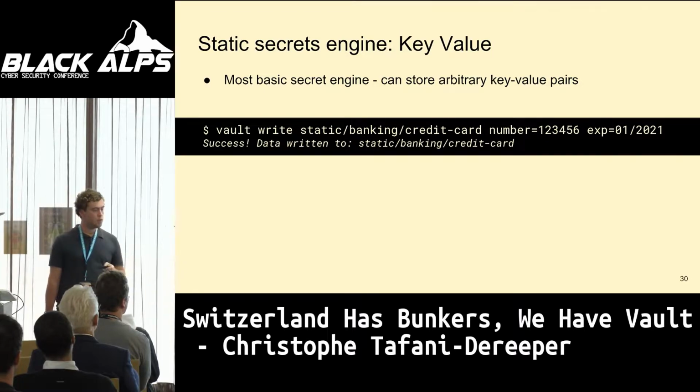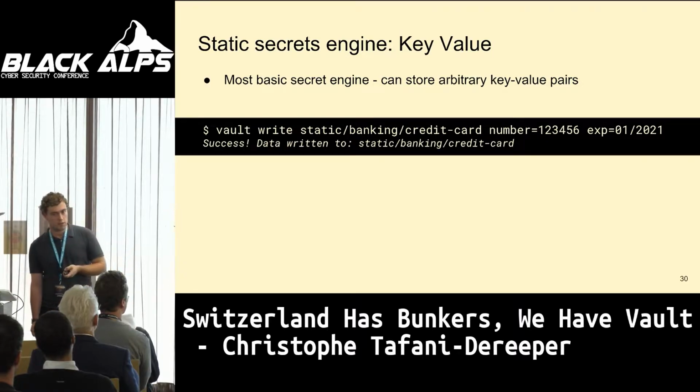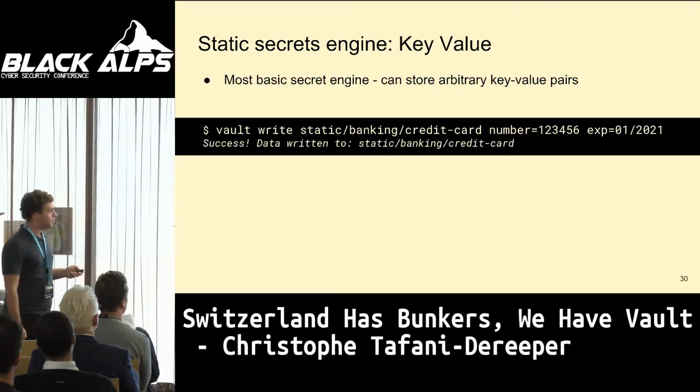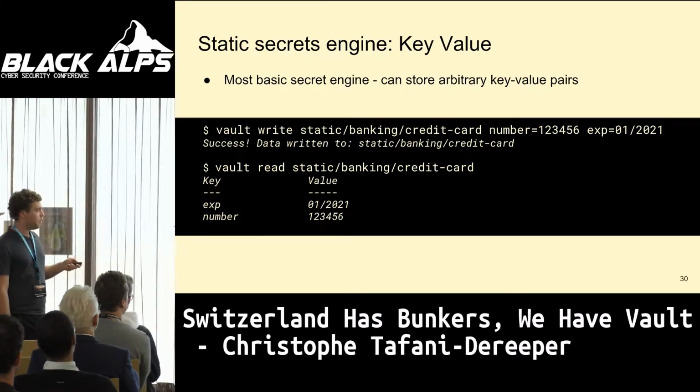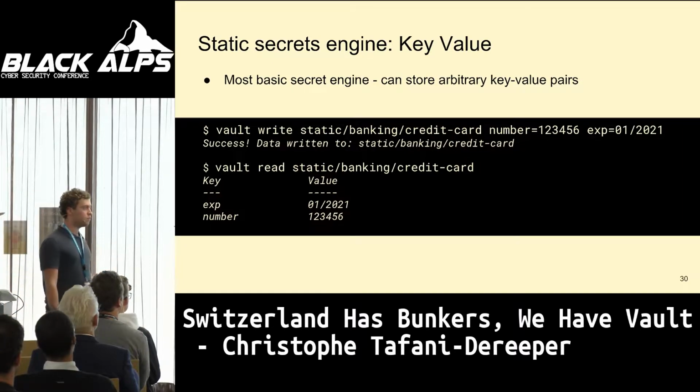So the most basic secret engine in Vault is the key value secret engine, which basically allows you to write and read arbitrary key value data in Vault. It's not super exciting, but most of the time you need it. So I can write a certain set of key values to a certain secret path, and then I can read it back, and I will get this data.